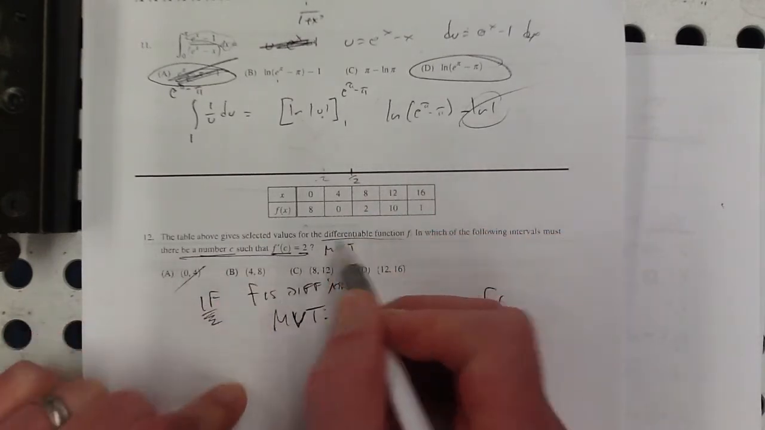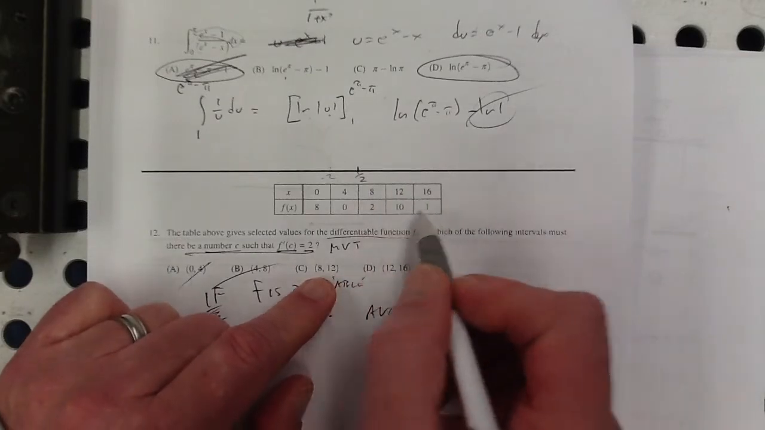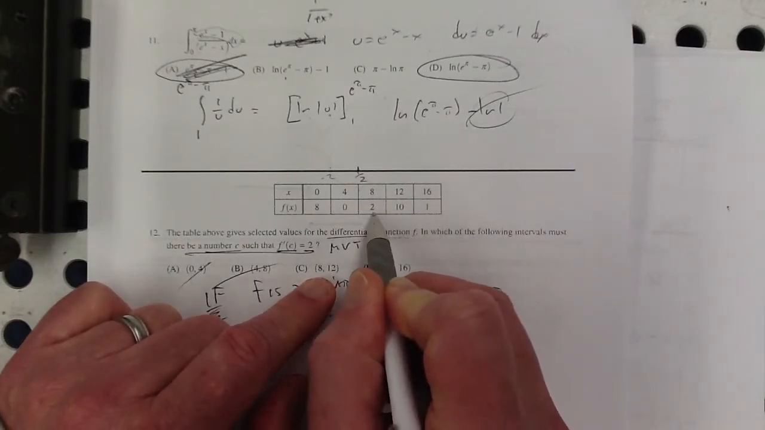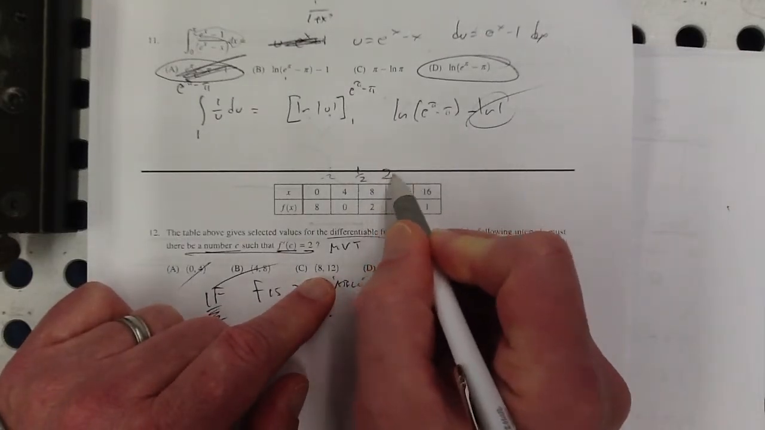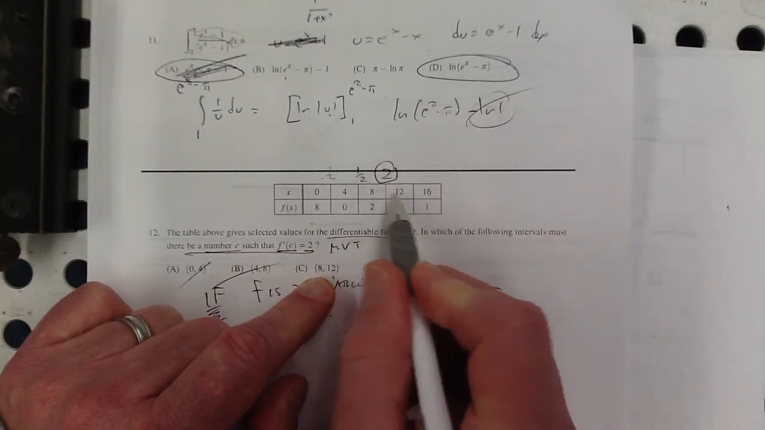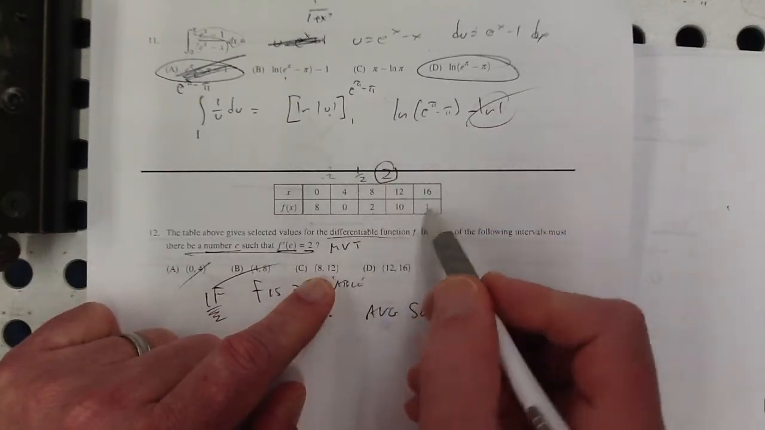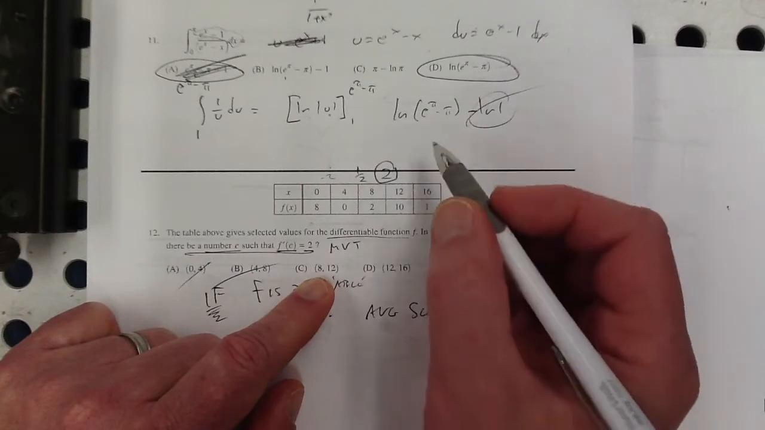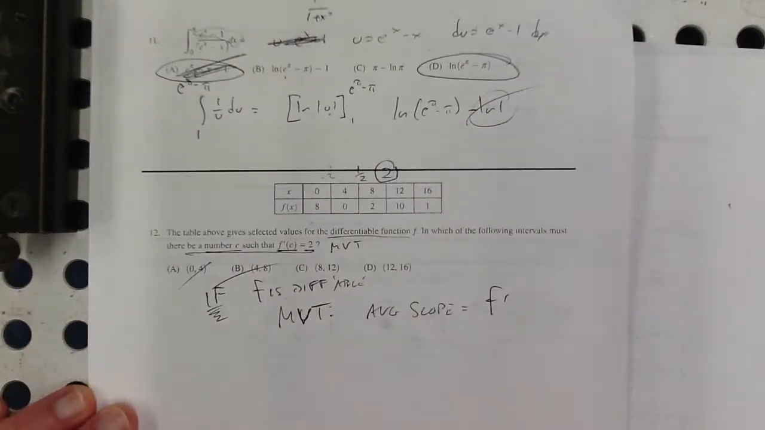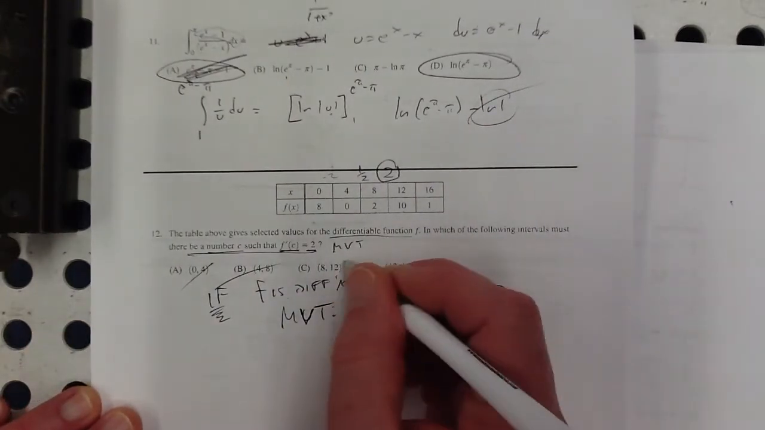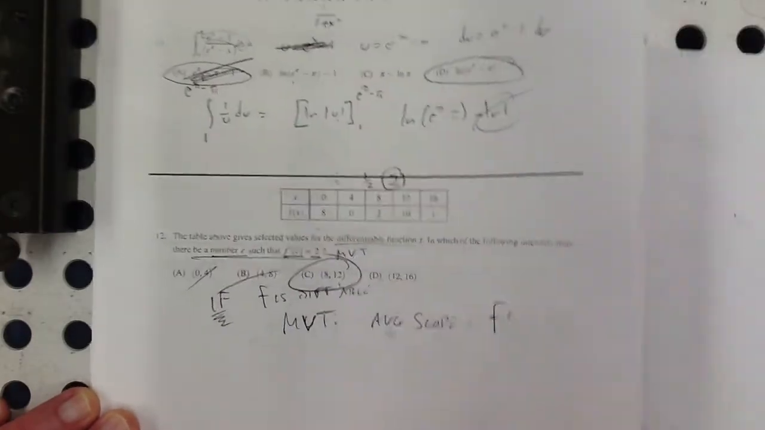Oh, that's no good. From 8 to 12, it looks like we got 8 over 4. Oh, that looks good, right? The average slope would be 2 there. And then this is, I don't know what that is, but it ain't 2. Negative 9/4. So there it is.